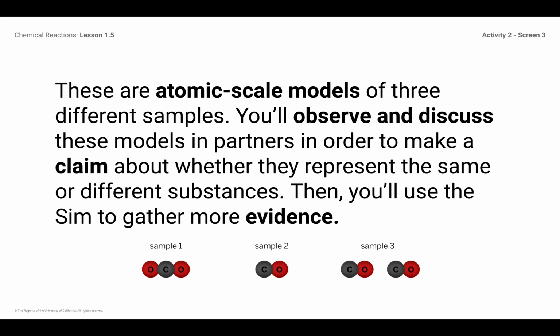So these are atomic scale models of 3 different samples. This is sample number 1. This is sample number 2. This is sample number 3. You're going to observe and discuss these models with partners, and actually you guys are going to have to do it on your own, in order to make a claim about whether they represent the same or different substances. So I'm trying to find out, is sample 1 the same or different than any of these? Is sample 2 the same or different than these? Is sample 3 the same or different than these?